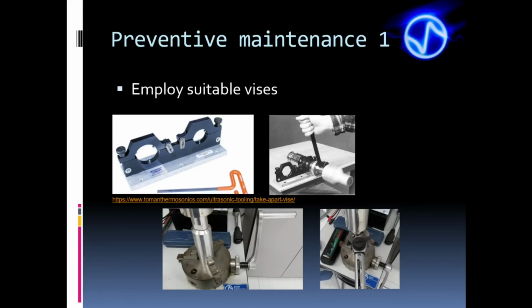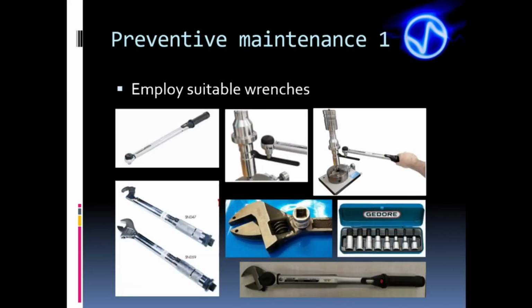As an alternative solution, we can use a 3-jaw lathe chuck for cylindrical sonotrodes or for the booster. It's important to cover the jaw's contact area with some soft material to avoid grooves. For example, put a piece of paper between the sonotrode and the 3-jaw lathe plate. Suitable wrenches are also essential, and a torque wrench is indispensable.